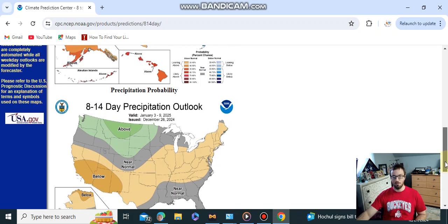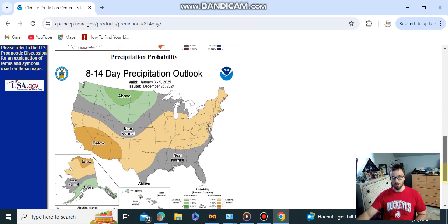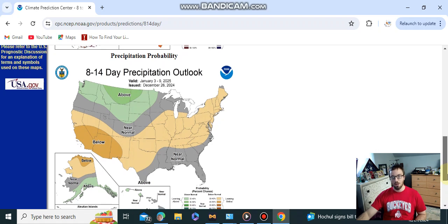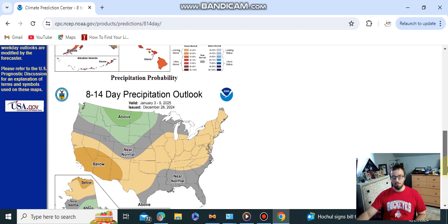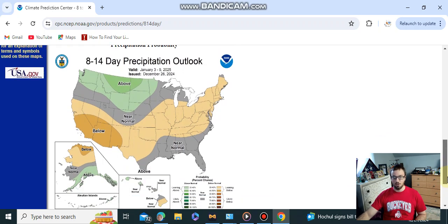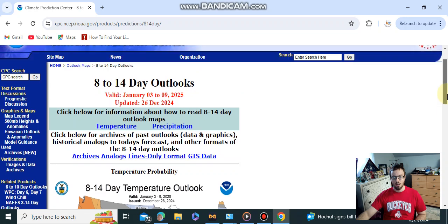Here's our 8 to 14 day precipitation outlook. Above average in the northern plains, going from January 3rd to January 9th. Below average basically for the rest of the country. Basically, there are some near normal spots here and there.